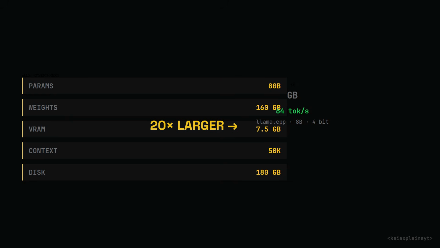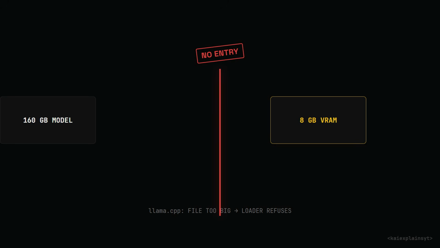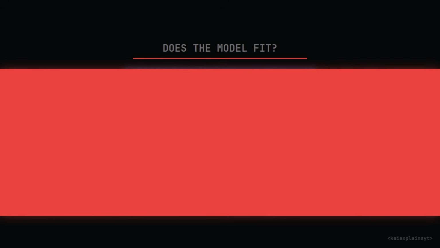An 8 billion parameter model at 4-bit in llama.cpp is 4.9 gigabytes. It loads into VRAM in one shot and runs at 64 tokens a second. Qwen 3 Next is 20 times larger than that. Llama.cpp does not have a plan B for models that do not fit. The file is too big, the loader refuses, and you get a wall. oLLM ignores the wall. So the question stops being, does the model fit? And becomes, how does anything run at all?